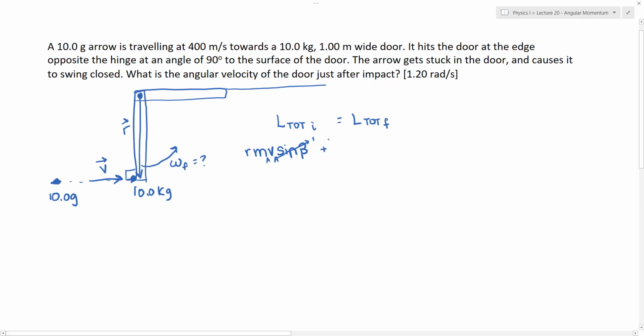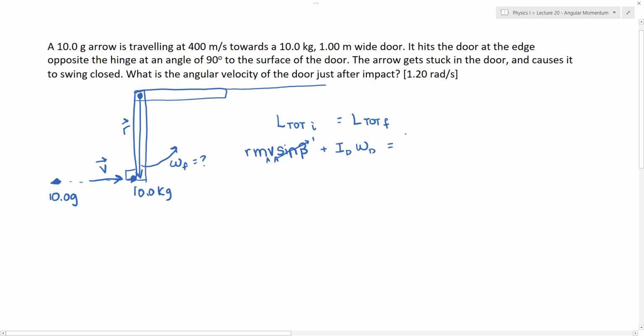Now onto the door. So when we find the angular momentum of a rigid body like this door, we're going to use the formula I, moment of inertia of the door, times omega. Okay, is equal to the angular momentum of both of them together. So it's the same idea. The sine of beta is still going to be 90 degrees. The angular momentum of the arrow and the door, they're stuck together.